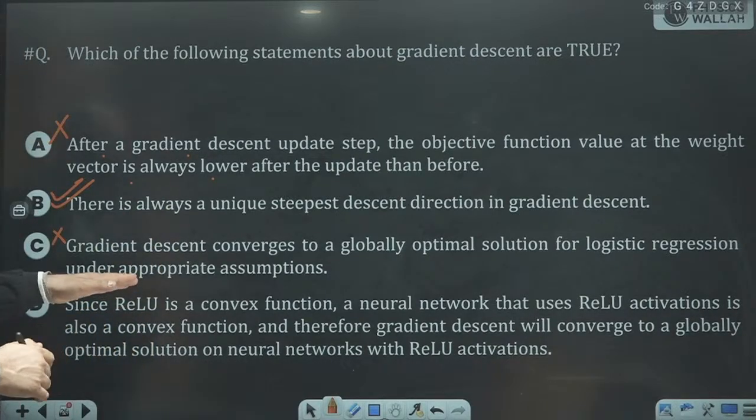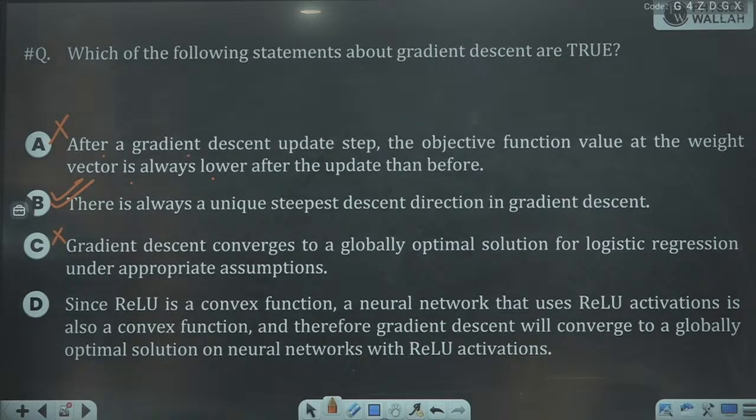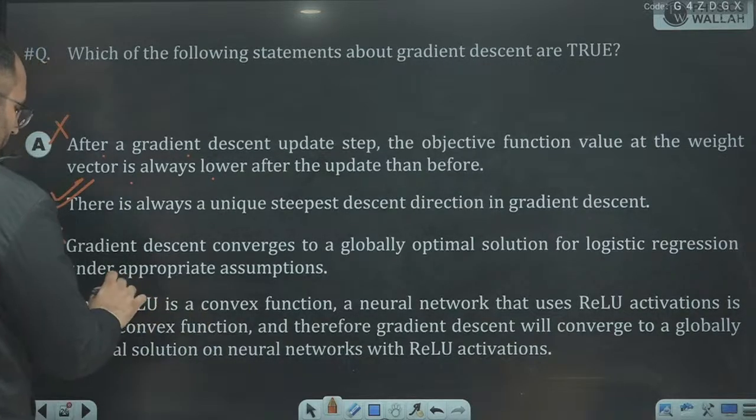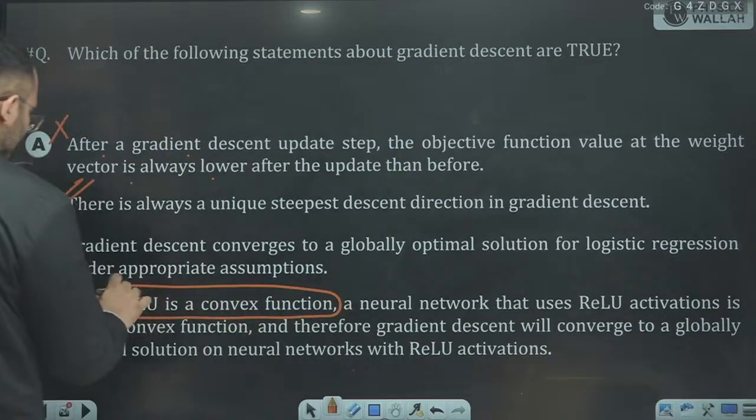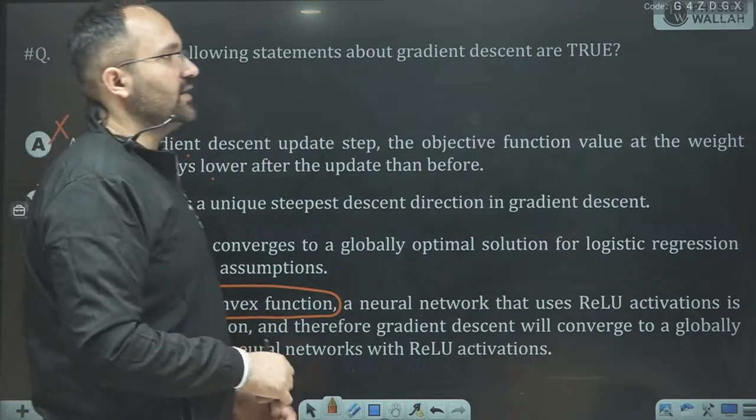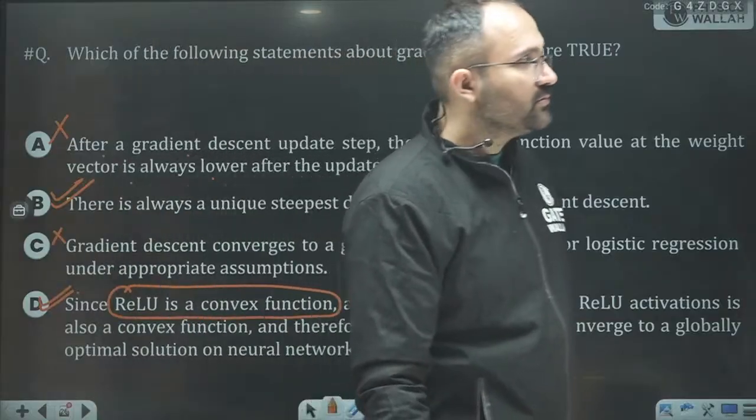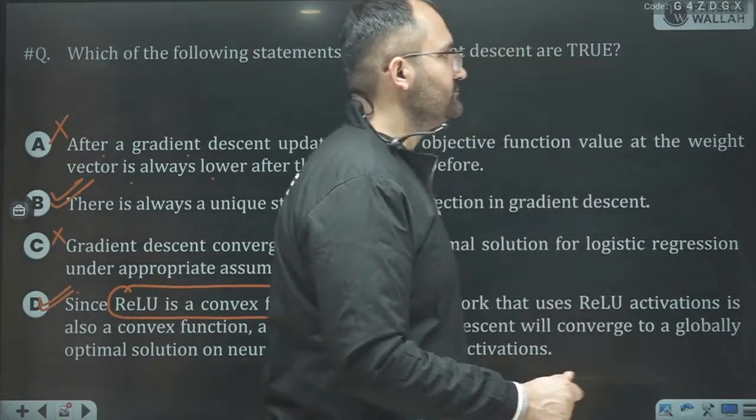ReLU is a convex function. The neural networks that use ReLU activation function. So, what do you think, dosto? ReLU is a convex function. Okay, so yes, ReLU is a convex function, and obviously this is also correct. Okay, I hope all of you are able to do it.